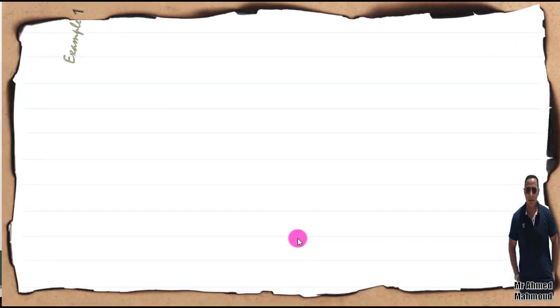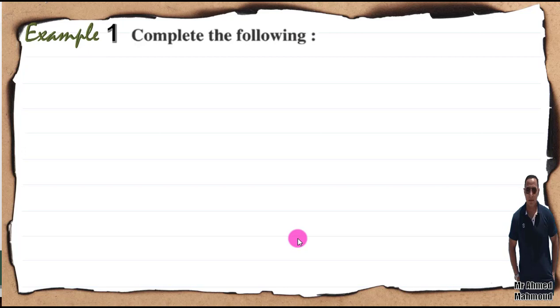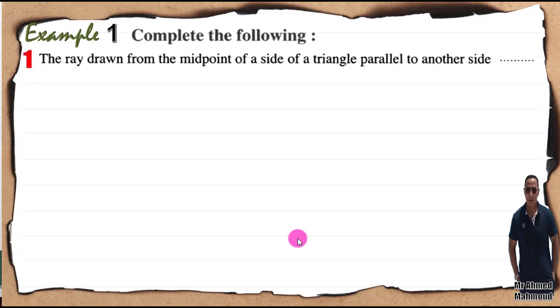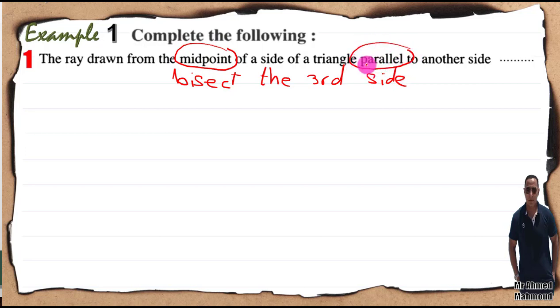Now question number 1, example 1, complete the following. The ray drawn from a midpoint of a side of a triangle parallel to another side, what? It bisects the third side. Now he gave you two givens. Midpoint, this is a given, and the parallel, this is another given. So you conclude that it bisects the third side.